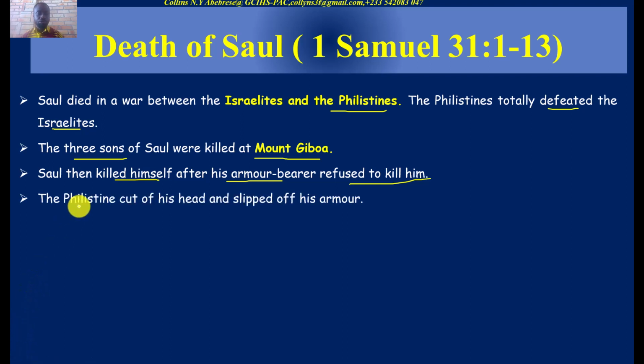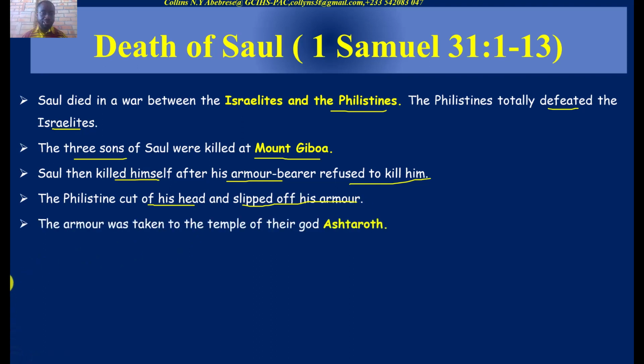Now, we also read about the Philistines who came the following day to cut off the head of Saul and strip off his armor. Yes, we also read about that. Then after that, the armor was taken to the temple of their god Ashtaroth. So after cutting Saul's head, the Philistine soldiers took his armor and sent it to their temple, to the god known as Ashtaroth. All right. And then Saul's body was fastened to the wall of Bethshan.